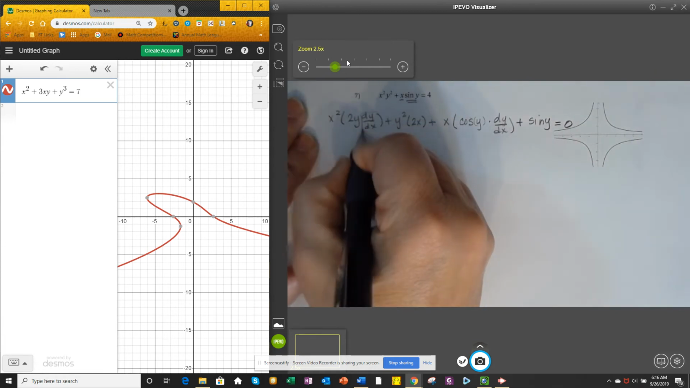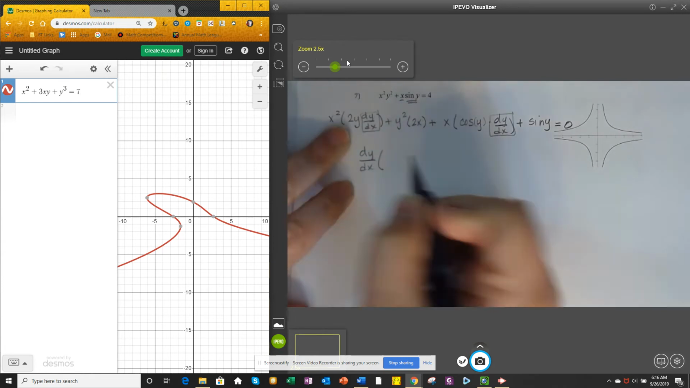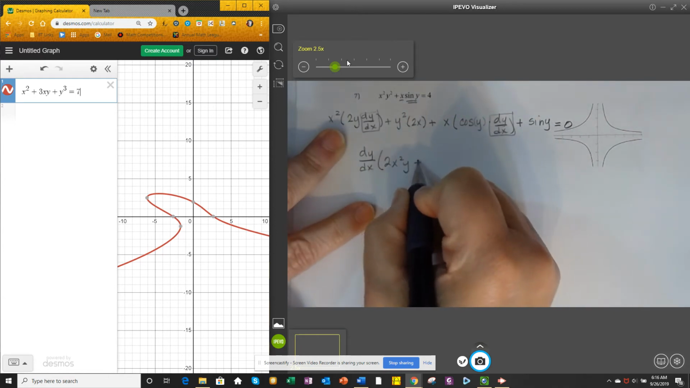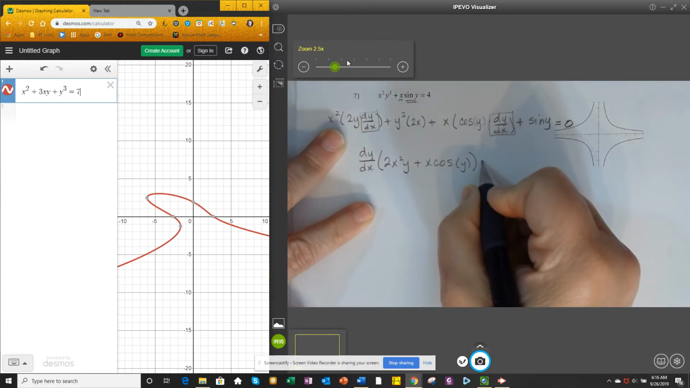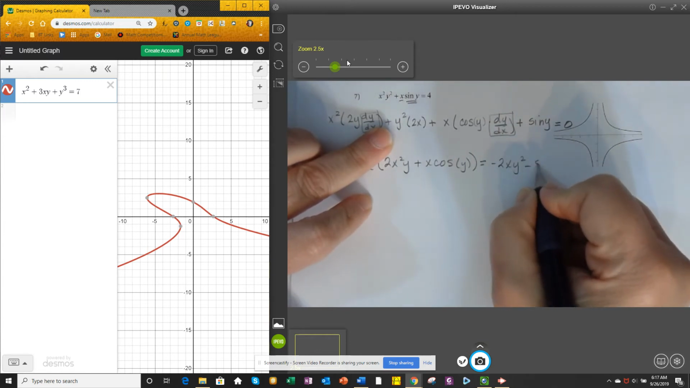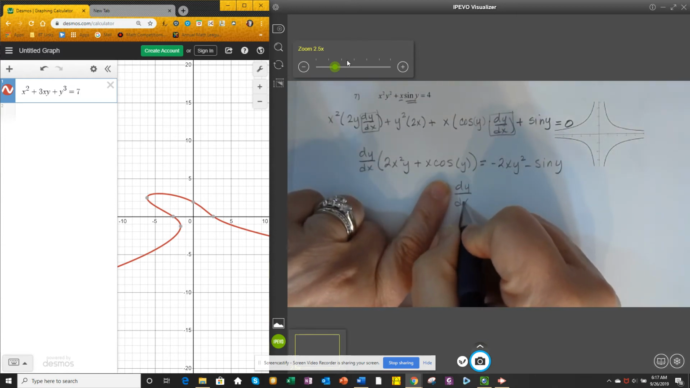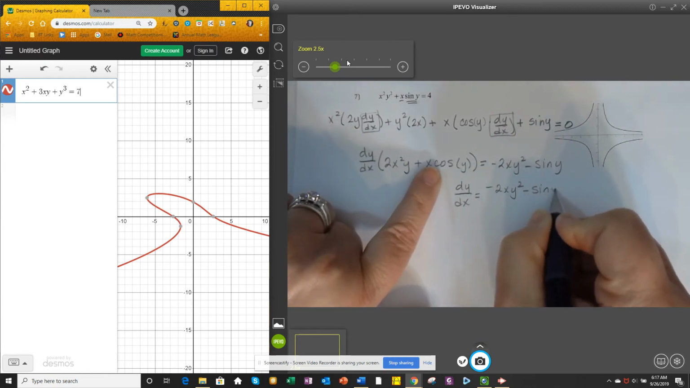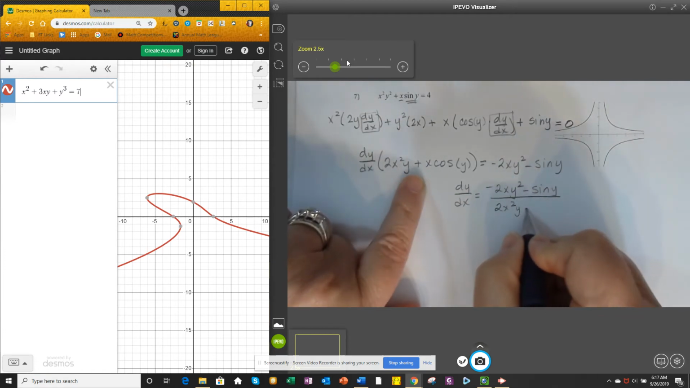All right, so here we go. We're going to solve for dy/dx. So we're going to factor that out of the terms that have it. And I'm left with 2x squared y plus x cosine y, right? And then I'm going to move the other terms to the other side of the equation, which would be negative 2xy squared minus sine y. Okay, and then I'm going to get dy/dx all by itself. And I would take the right side and then divide it by 2x squared y plus x cosine y.